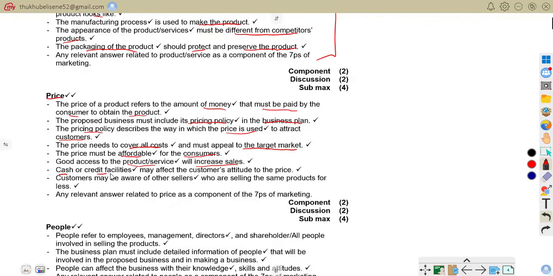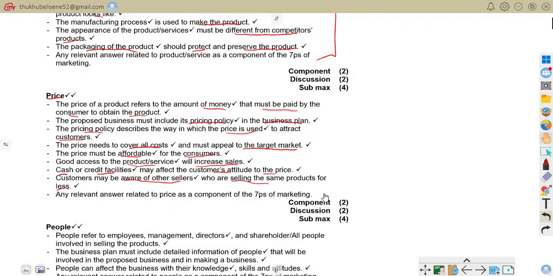Cash or credit facilities may affect the customer's attitude to the price. Customers may be aware of other sellers who are selling the same product for less. So that is what we are talking about the price.